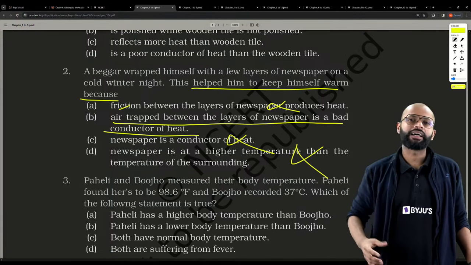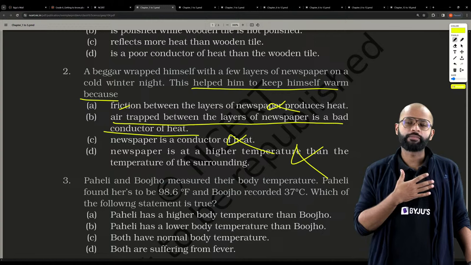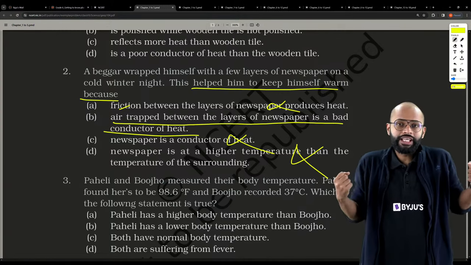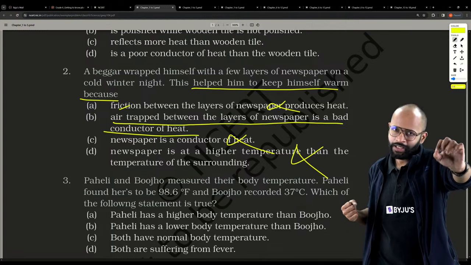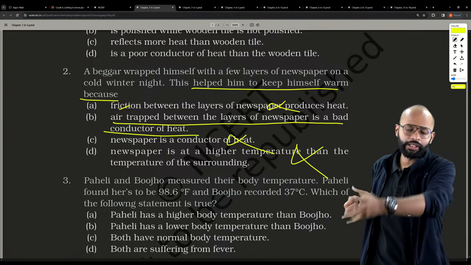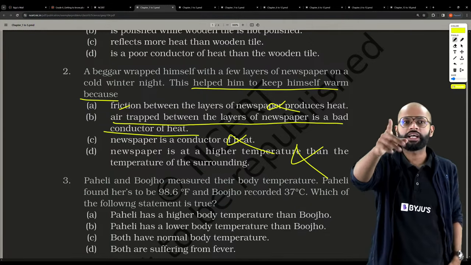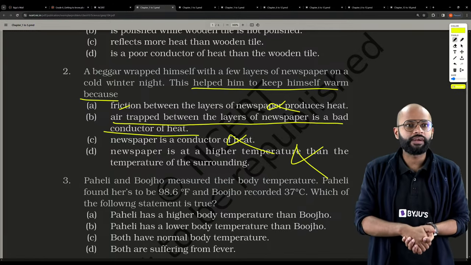90% of the chances, whenever you have any question regarding body heat, how to save yourself in winters, air will be the reason. Either you go for a blanket, or you make an igloo, whatever you do, air will come into it. Yes or no? Clear?